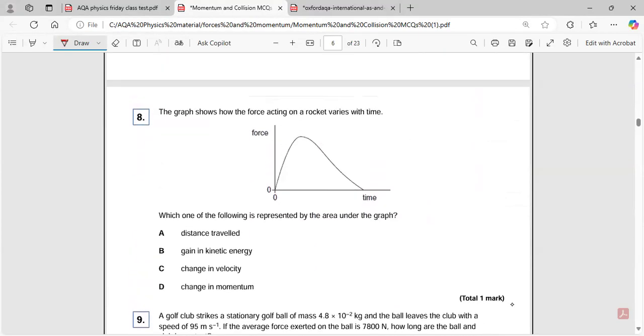Moving on to the next one. And that is, again, the area under the force-time graph for a rocket. So you know the area under the graph gives you change in momentum. So which of the following is represented by the area under the graph? So obviously it is change in momentum.